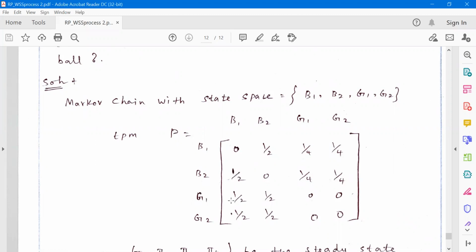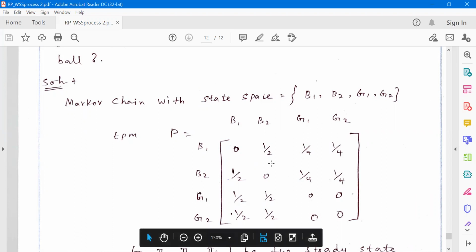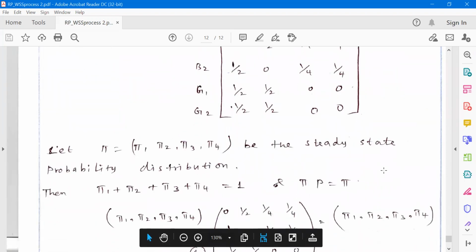For the third row, a girl throws the ball to a boy with probability 1 by 2, and on the other hand, the girl will not throw the ball to another girl. So she throws the ball to boy 1 and boy 2 with probability 1 by 2, 1 by 2, and to the girls 0, 0. Similarly, the last row can also be formed. This is the TPM of the given problem.